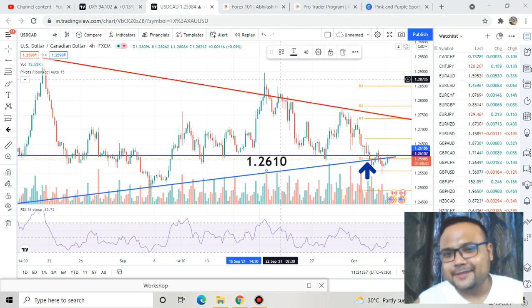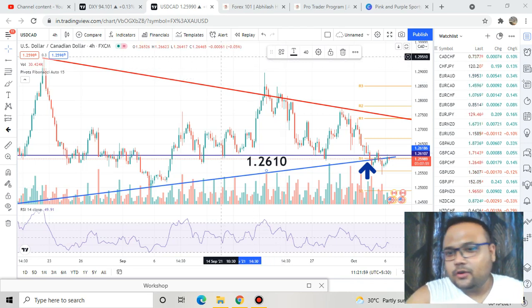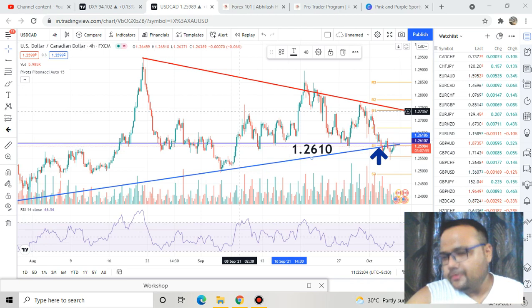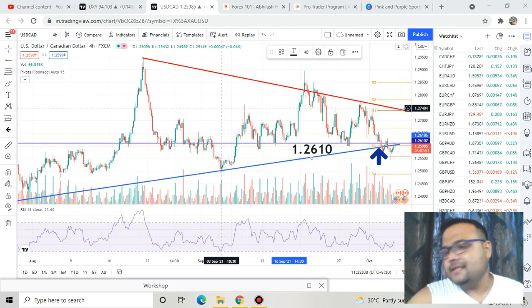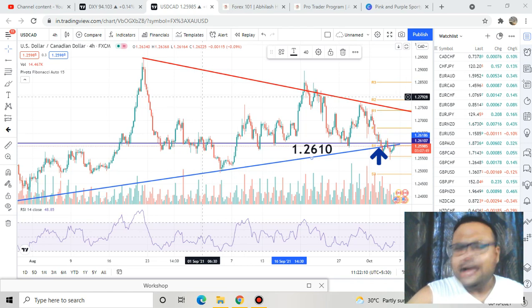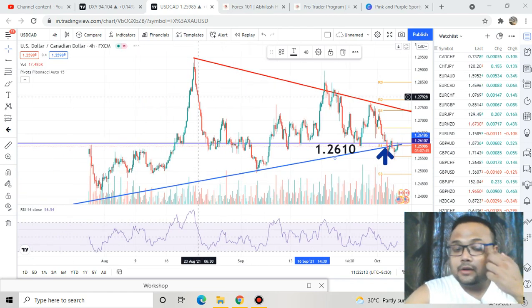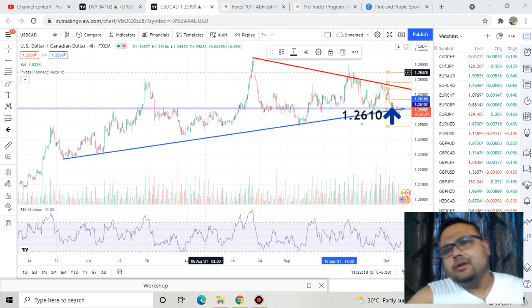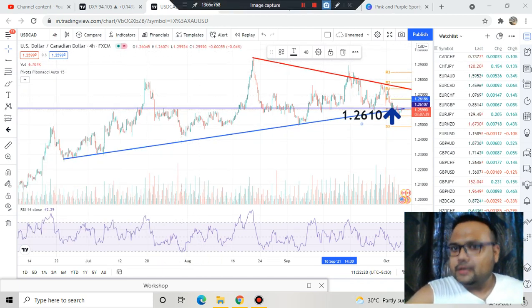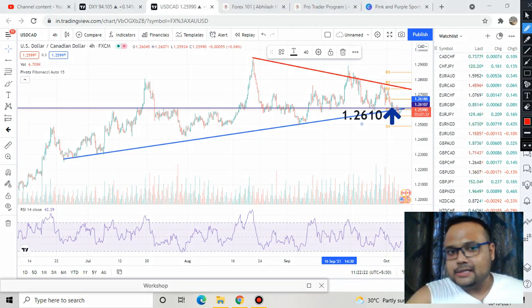So let's get started. This is the 4-hour chart of USD CAD in front of us right now. If you have watched my previous videos on USD CAD, then you can easily recognize these three lines, because these three lines have been constant in my videos for the last couple of days. If I zoom out the chart, you can clearly see that more or less the trend of the market is still towards the upside.